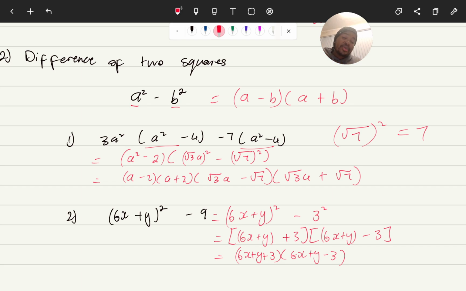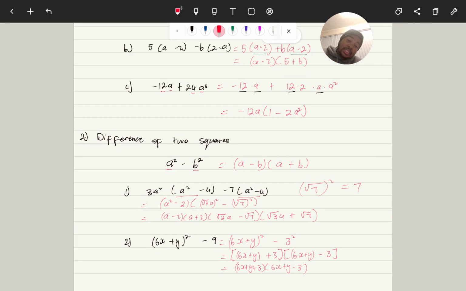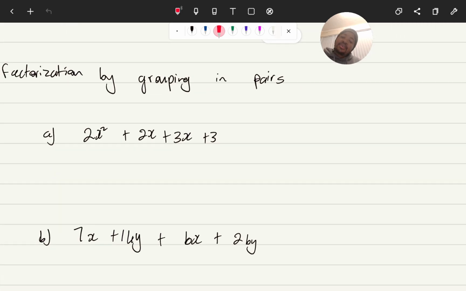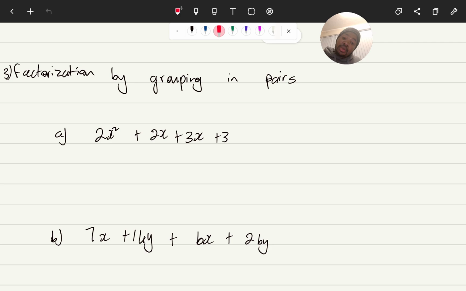But then if you don't have a common factor, check difference of two squares. If yes, you do this. If not, you go to the next slide. Let's see what's on the next slide. There's a factorization by grouping in pairs.